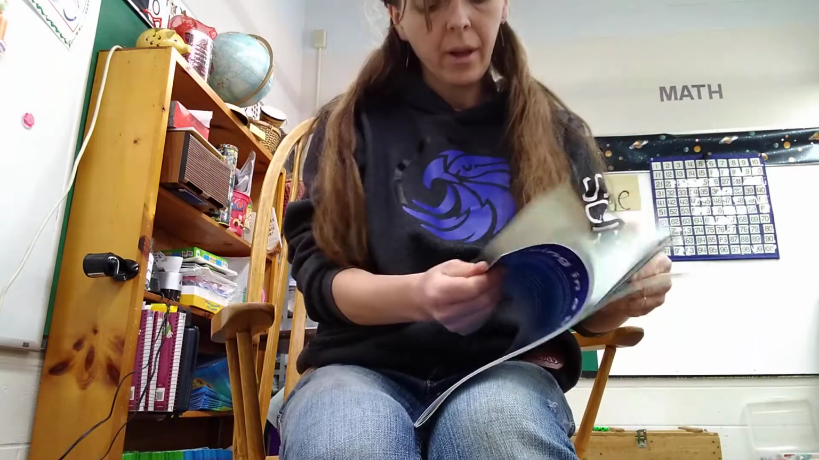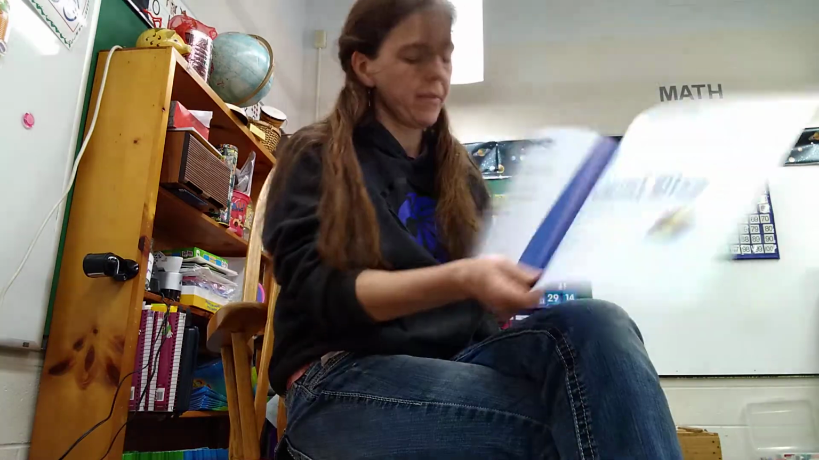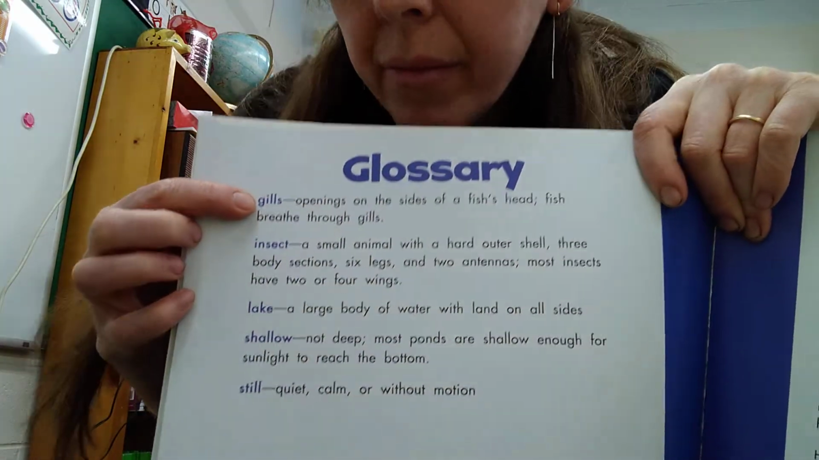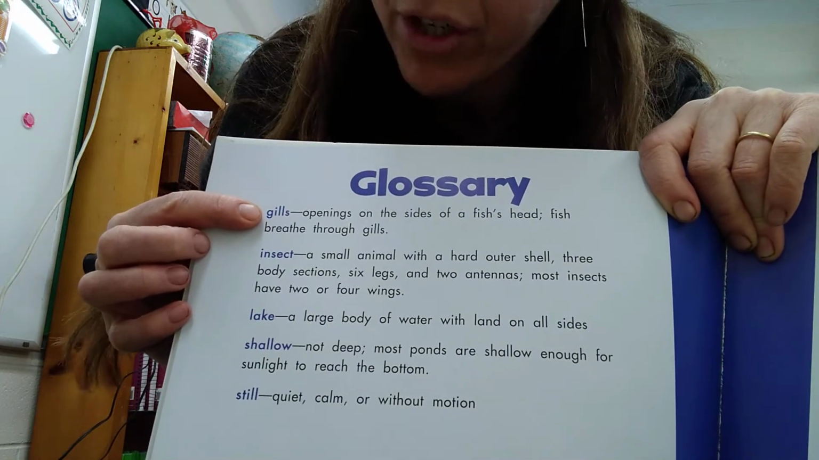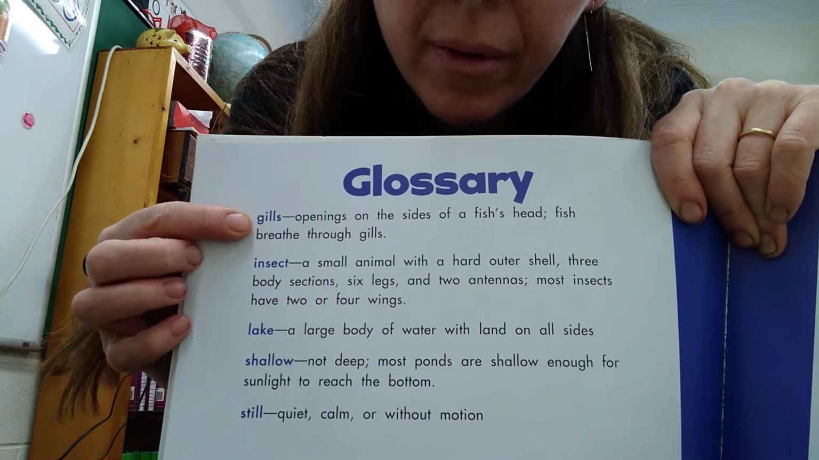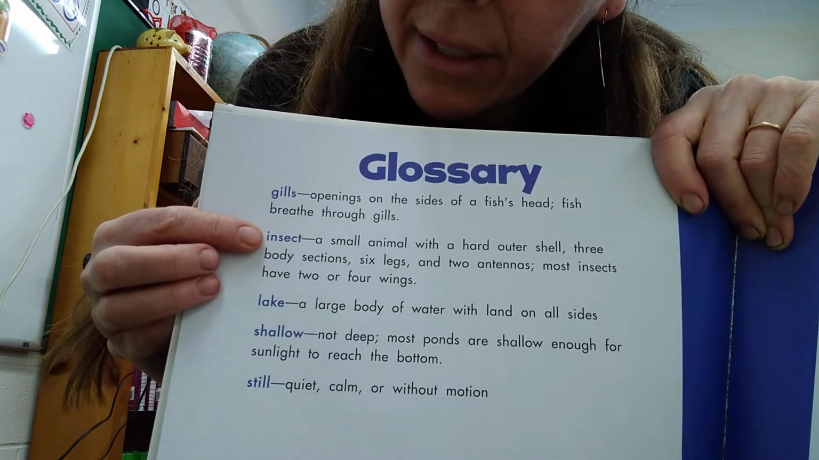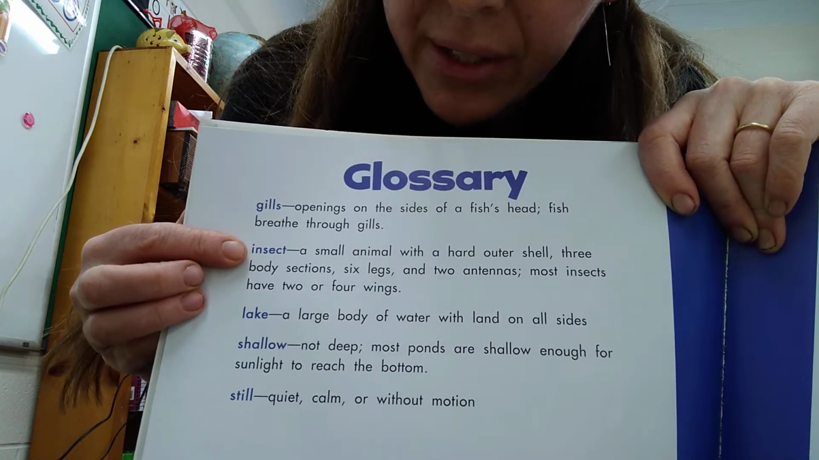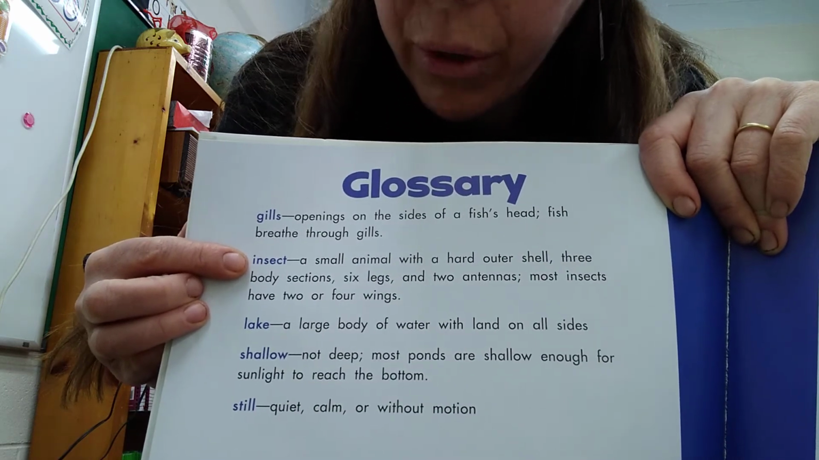So let me find page 22 so we can really figure out which words are going to be in here that we might not know. All right, here they are. We've got the word gills. Gills are openings on the side of a fish's head. The fish breathe through gills. We have the word insect. An insect is a small animal with a hard outer shell, 3 body sections, 6 legs, and 2 antennas. Most insects have 2 or 4 wings.